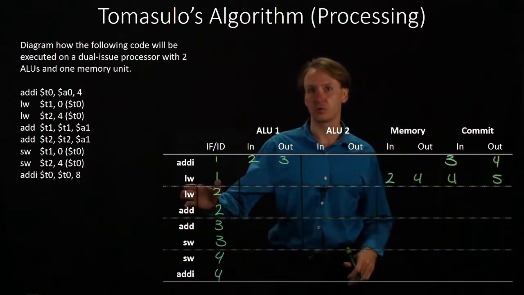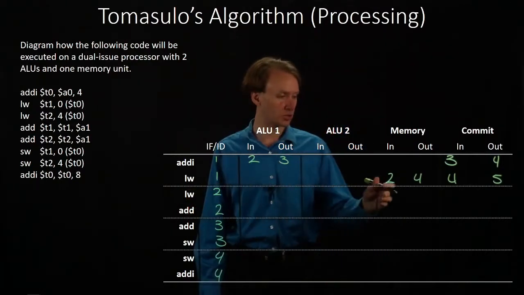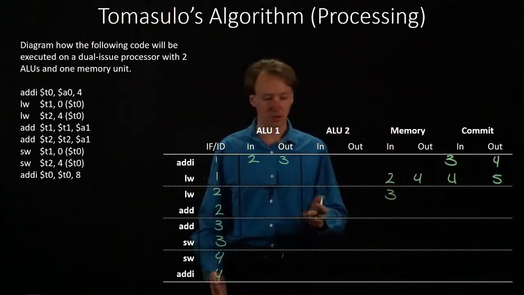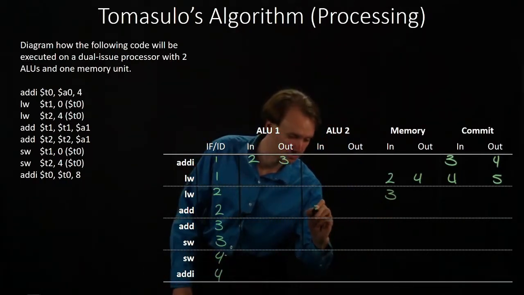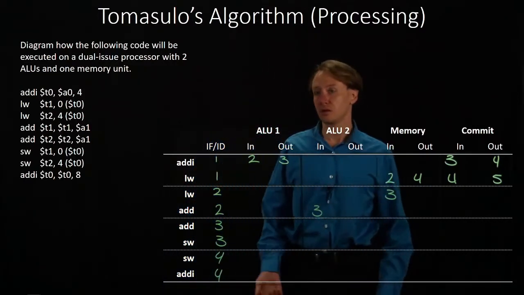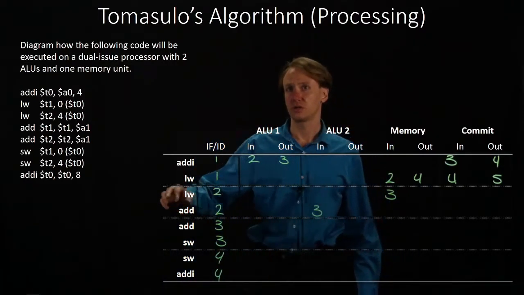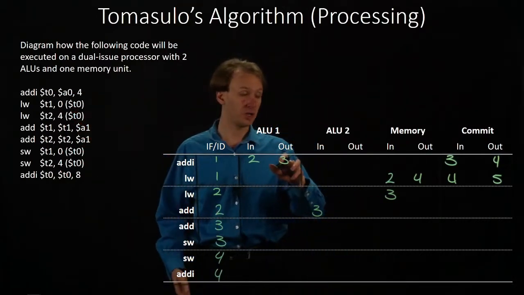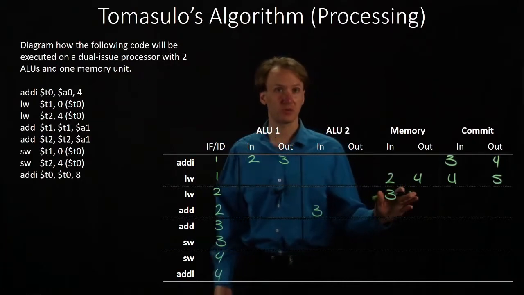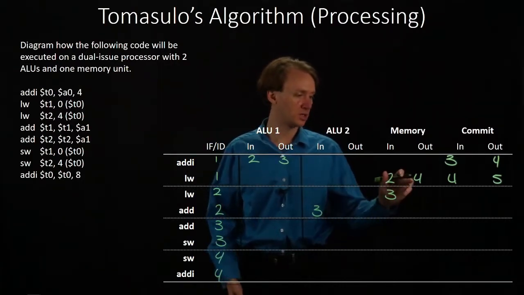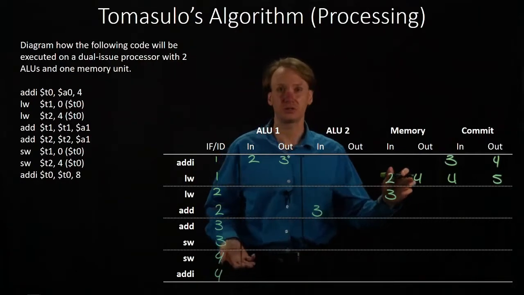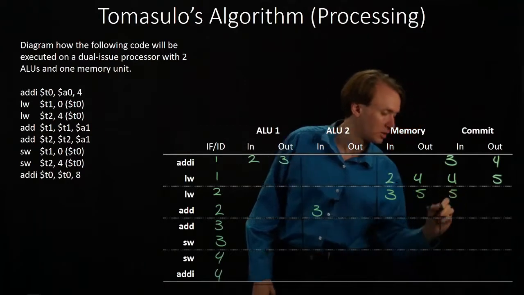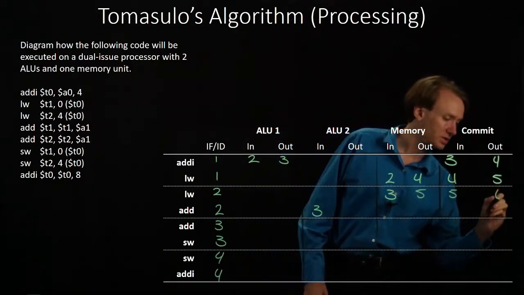Now I have load word and an add. Load word, of course, goes off to the memory unit. The add instruction, I'll send that to the second ALU. So our load word instruction is dependent on T0. T0 is available in cycle 3. So this instruction will be able to run in cycle 4, except that there's another instruction already using the hardware. So we'll wait until cycle 5, and then we'll be able to commit this result back in cycle 6.